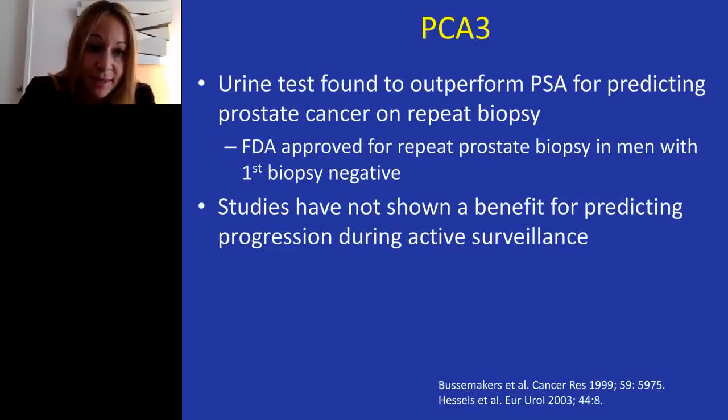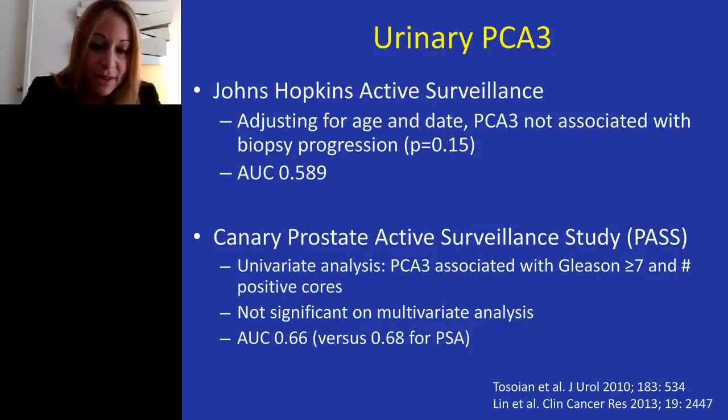PCA3 is a urine test. This has also been looked at in active surveillance. Initially, this was FDA approved for men who don't have cancer, who had one negative biopsy to try to predict the likelihood of finding prostate cancer on repeat biopsy. Unfortunately, some studies have been done looking at this PCA3 urine test in active surveillance and did not find a benefit. This was looked at in two different active surveillance populations at Johns Hopkins and in the Canary program, and the PCA3 urine test did not predict who had progression. So far, not such encouraging results on that end.